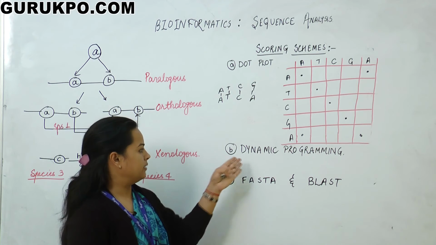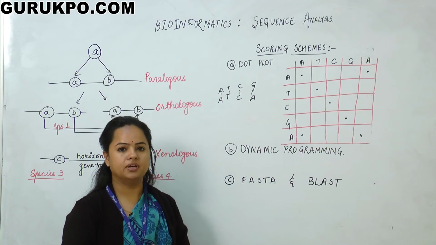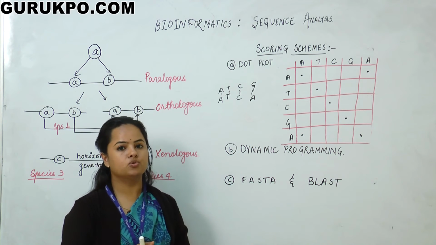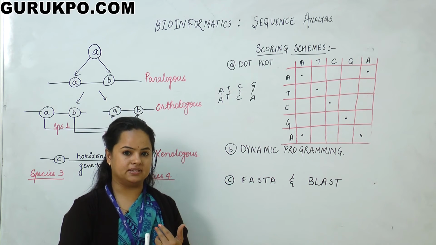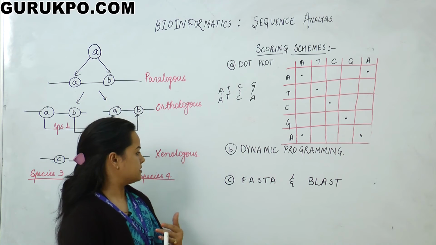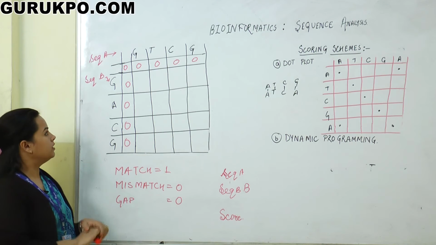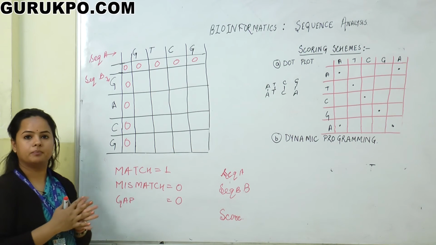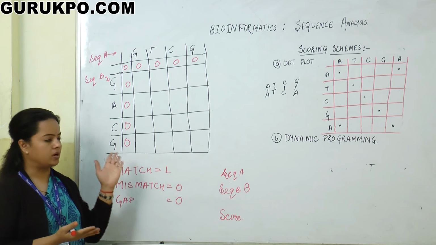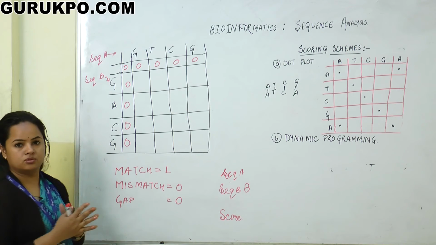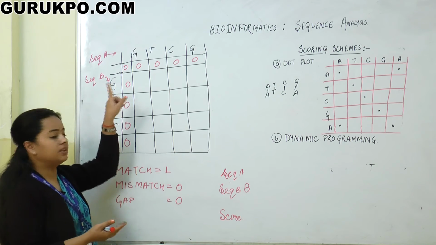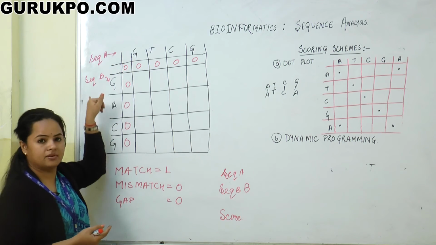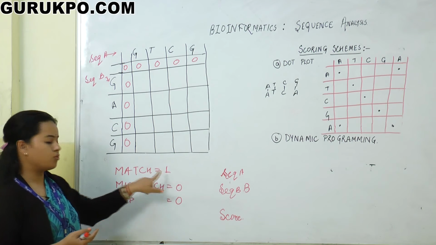Then dynamic programming was developed, in which we use different rules of match, mismatch and gap penalties. While comparing sequences from one to another in dynamic programming, we must follow some rules. For example, if there is a match between sequence A and sequence B, we give a score of 1.